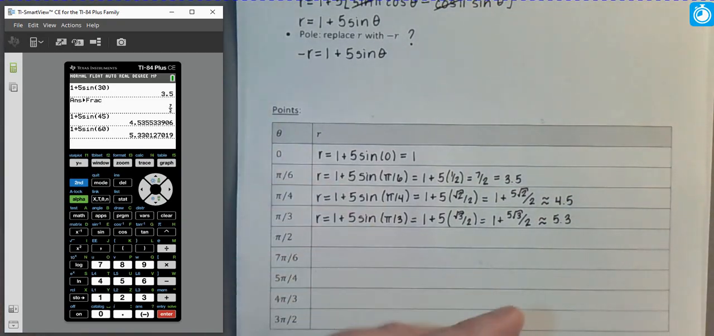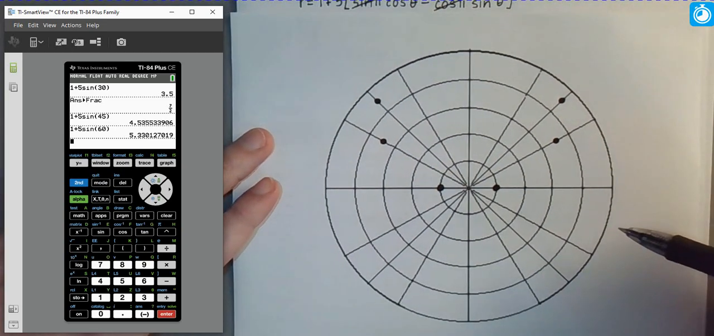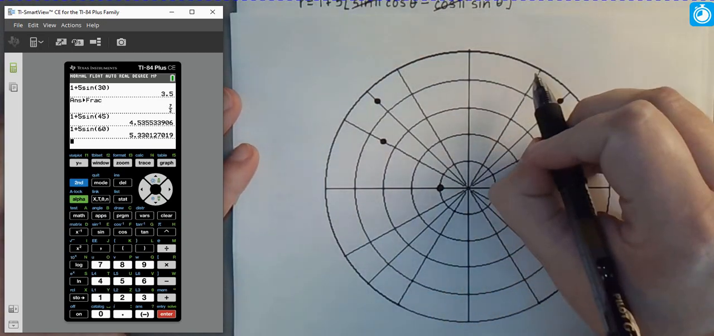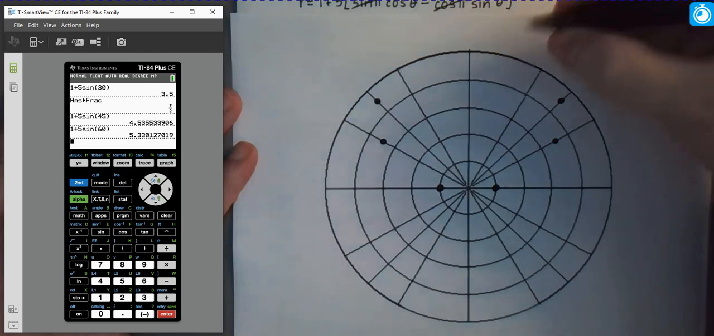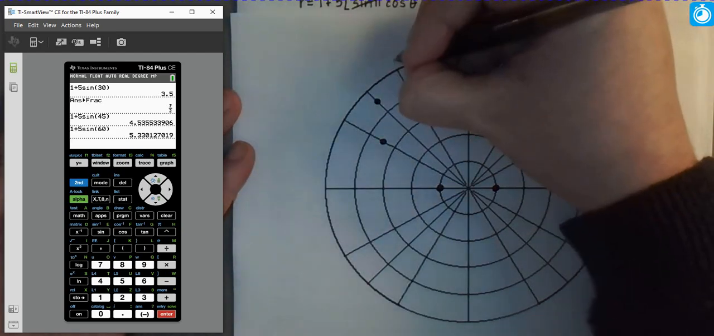Okay, let's put that on our grid. Now, you'll notice I only have 5 rings, so we're going to have to kind of ballpark. We'll just do our best from here. So at pi over 3 radians, we're a little bit beyond the 5th ring, between the 5th and 6th rings if I had 6 rings. So we'll put it about right there. Okay, and again, we've got a symmetric point over here.